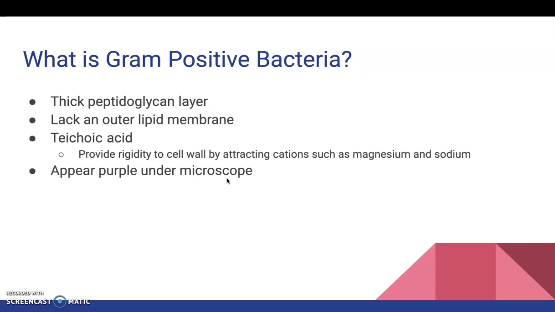What is a gram-positive bacteria? Gram-positive bacteria have a thick peptidoglycan layer and an inner membrane. These bacteria lack an outer lipid membrane, so they are more prone to lysozyme, which is an enzyme that attacks bacterial cell walls. The cell wall or peptidoglycan layer of the bacteria is exposed, making it accessible for lysozyme. Gram-positive bacteria also contain teichoic acid, which provides rigidity to the cell wall by attracting cations such as magnesium and sodium. Gram-positive bacteria appear purple under the microscope.